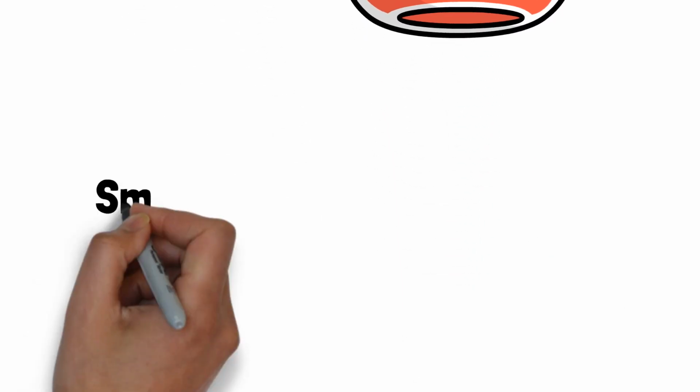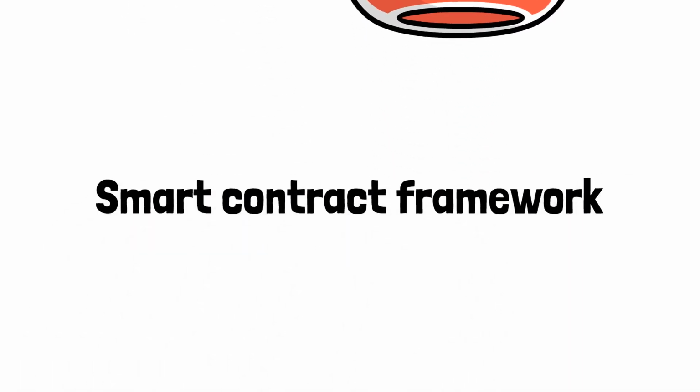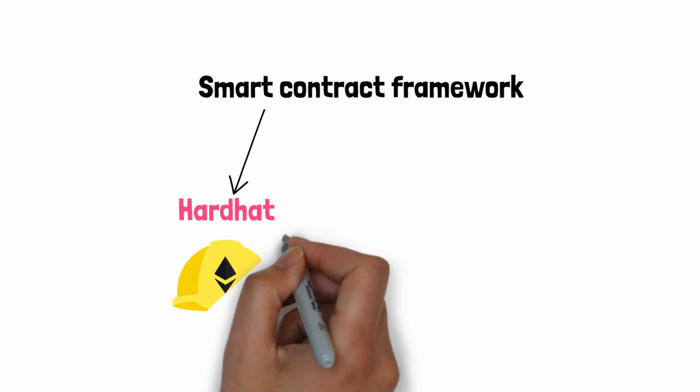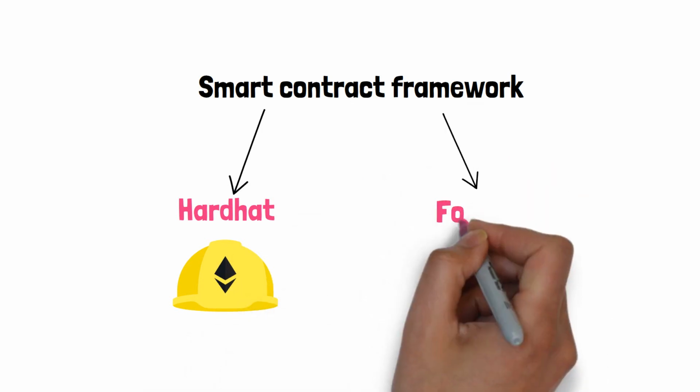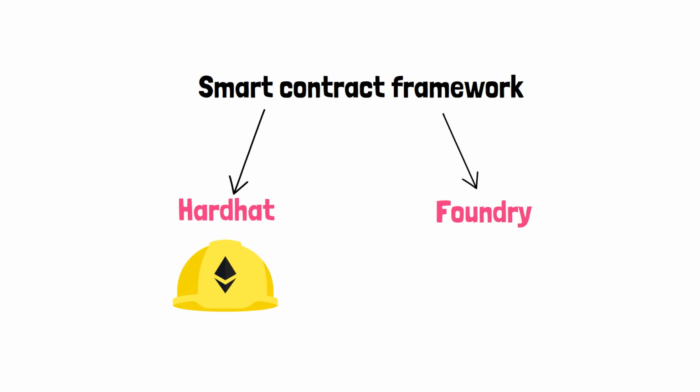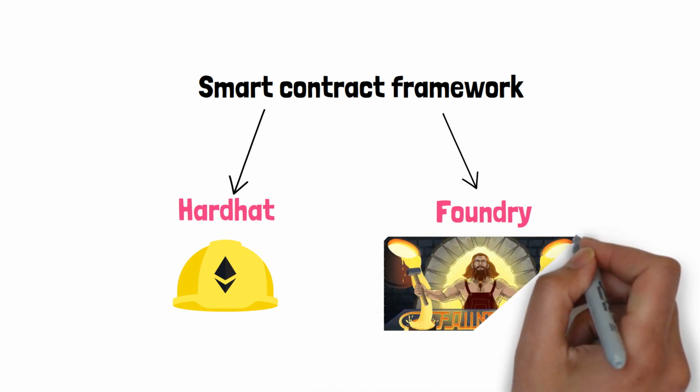And to test your smart contract, you need a smart contract framework. I recommend to use either Hardhat or Foundry. Hardhat is in Node.js and it used to be the most popular. But in 2023, if you want to be cool, you have to use Foundry, a framework written in Rust that can run tests much faster.